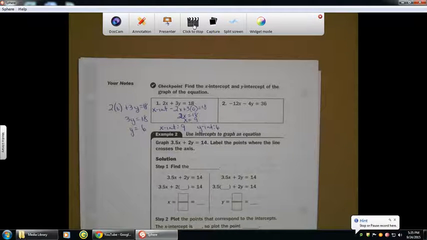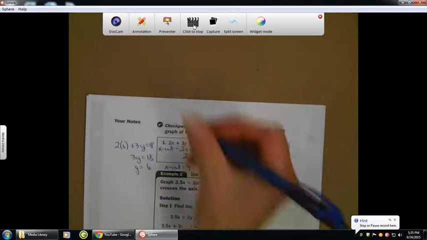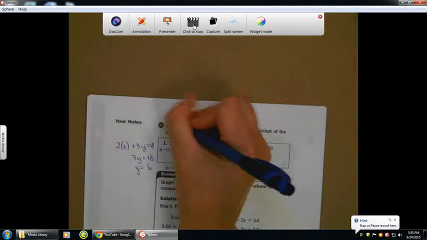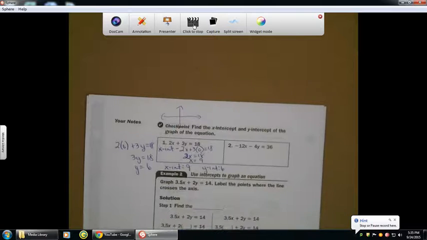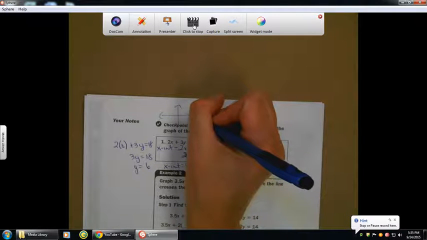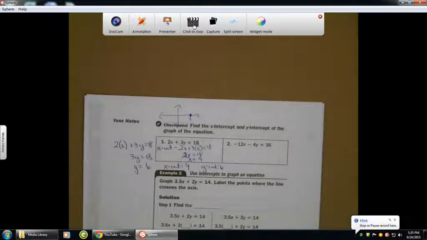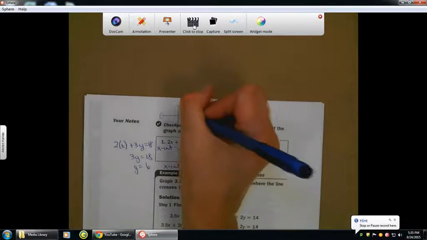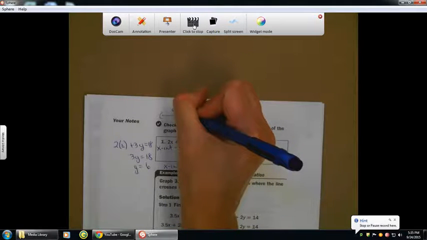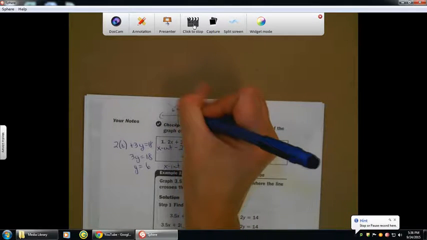So again, I am going to show you just how that would look on a graph. I'm going to make a tiny little coordinate plane up top. My x-intercept is 9, 0. So I'm going to place that about here. Right there is my y-intercept, and my y-intercept is 0, 6. I'm going to place that about here. And then a line would go through those 2 points.